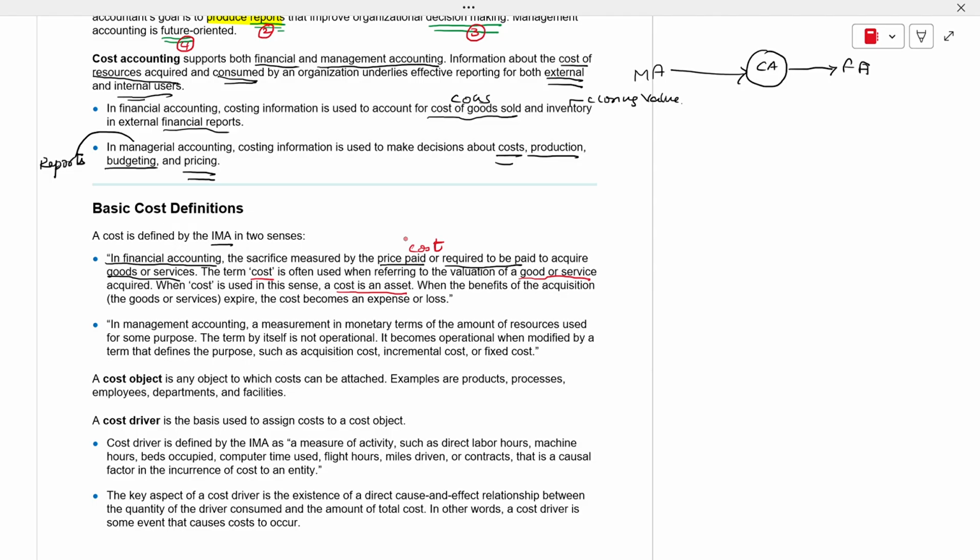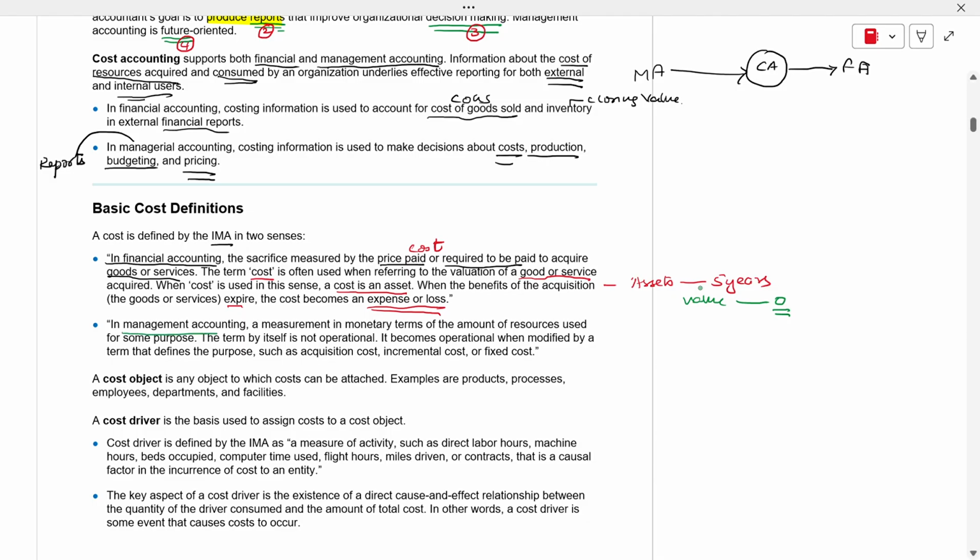When the benefits of acquisition expire, the cost becomes an expense or loss. Suppose you are acquiring an asset and this asset will last for 5 years. After 5 years, the value of the asset will be 0. This is what cost in financial accounting talks about.